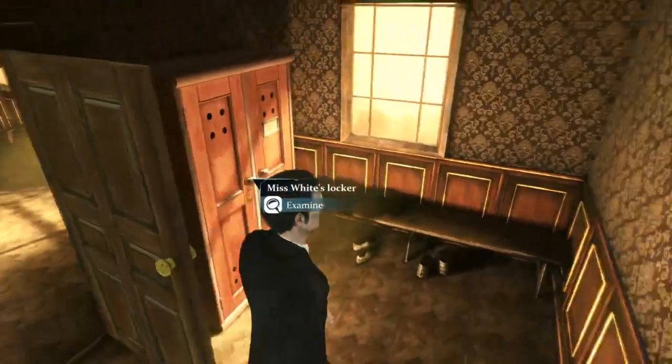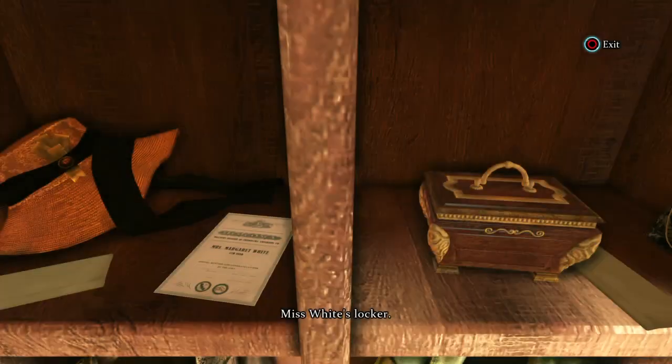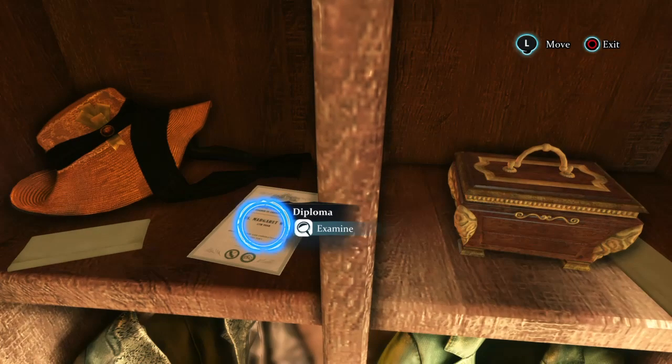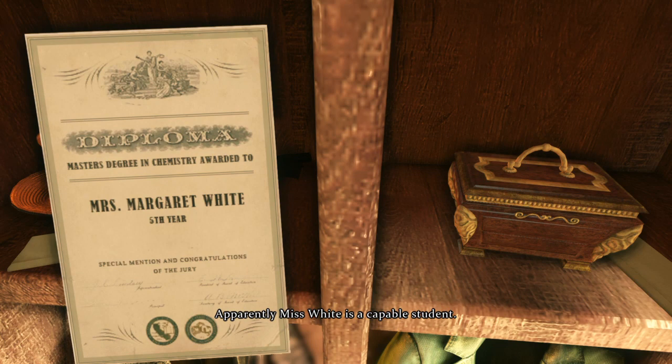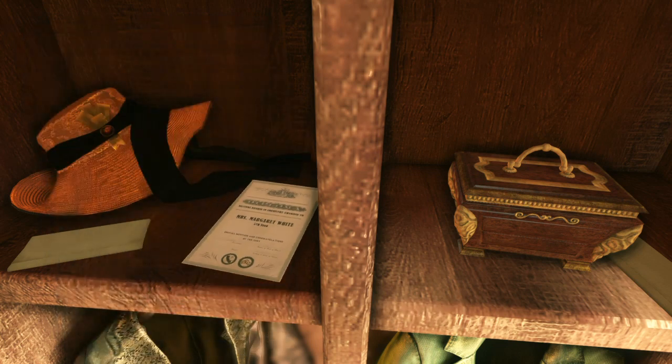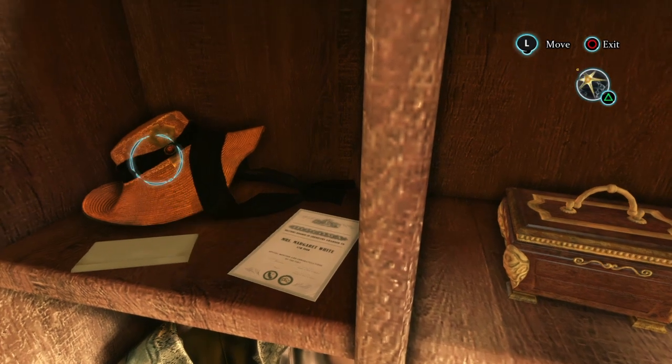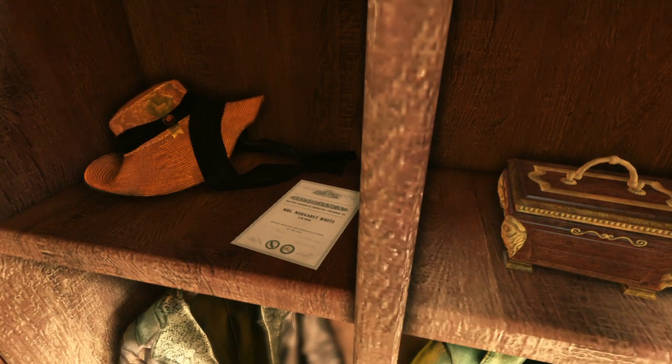Alright, start to the left. Miss White's locker. Apparently, Miss White is a capable student. Diploma, master's degree, okay. There's a request. A draft of the letter that Miss White sent to her parents.